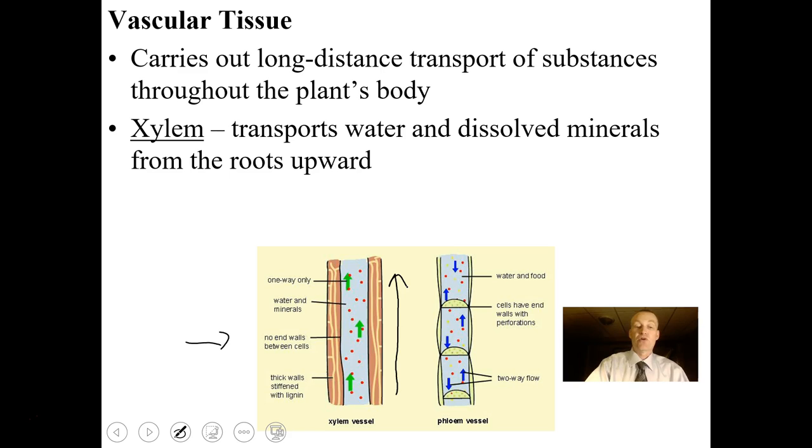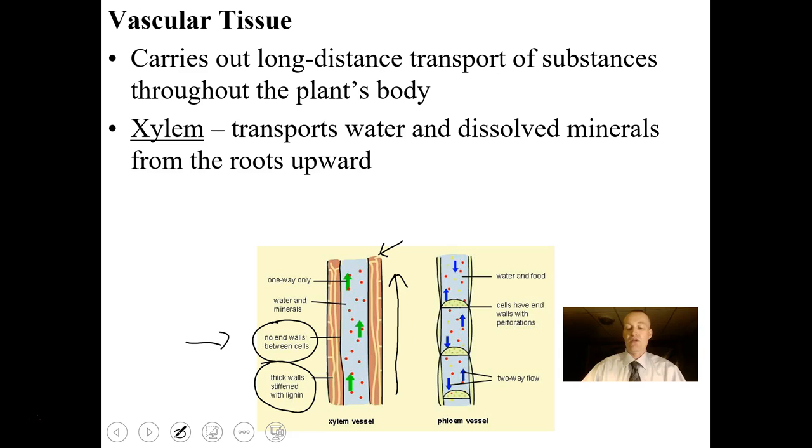In between the cells making up these vessels, there are no cell walls blocking or preventing the flow of water. We do have lignified or thickened cells along the edges of those conducting vessels. Lignin makes it very strong so they don't collapse in on themselves. Most of the time at maturity, these cells are actually dead. So it's a one-way path, and it's carrying water and minerals.